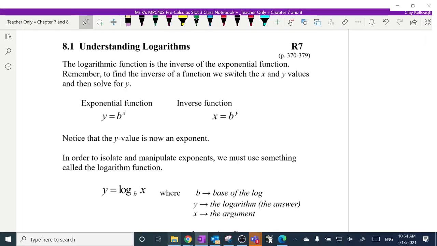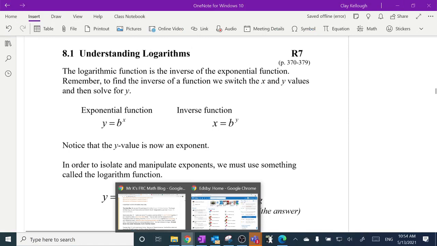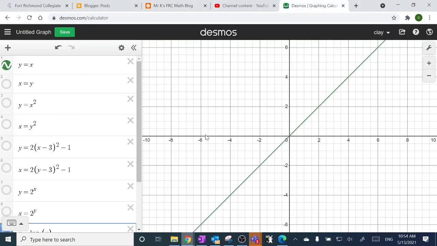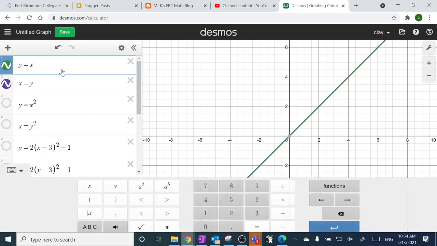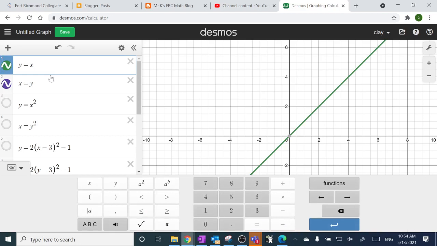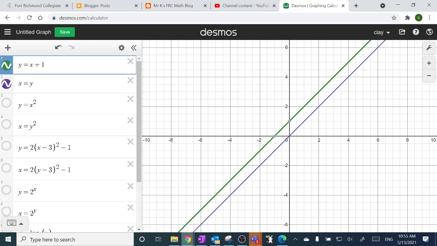Let's refresh your memory on how inverses work. There we go. Okay, there's y equals x. Its inverse, x equals y, is the same line. Obviously, if you switch x and y in those two functions, nothing very exciting happens. But what if I had y equals x plus 1? Okay, so now it's that green line there. And then what if you switched x and y? So instead of y equals x plus 1, it's x equals y plus 1.